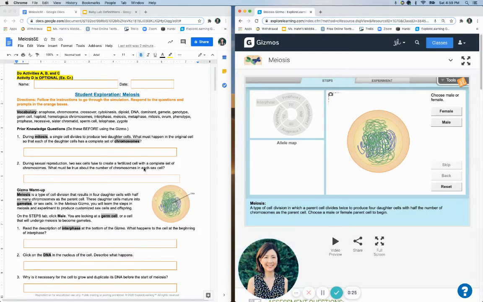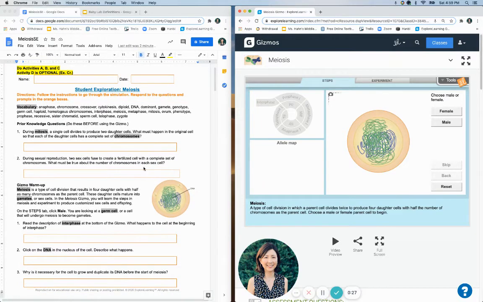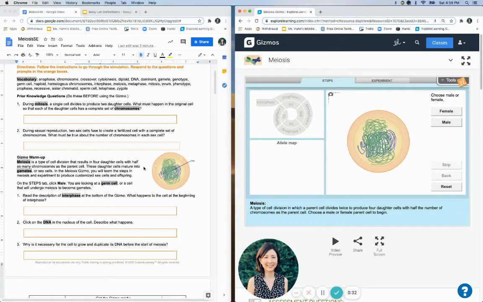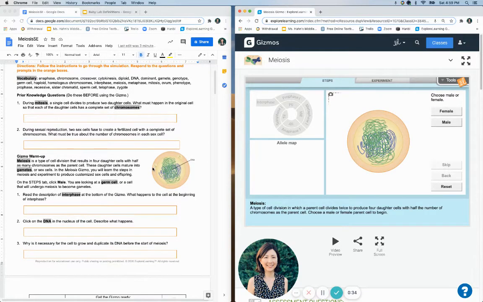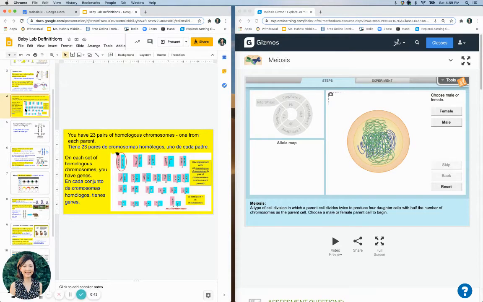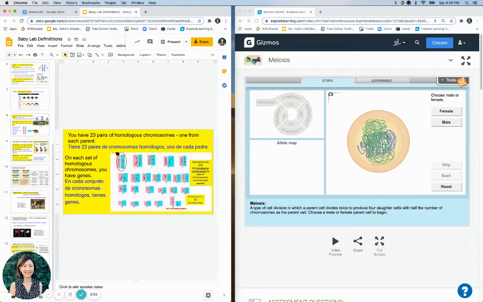What happens before the cell divides, and what has to happen with all the sex cells. Hopefully you know that when we make sex cells, you have 23 pairs, you have 46 chromosomes, and the sex cells only have half of that.